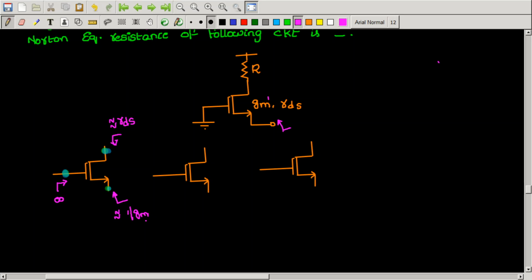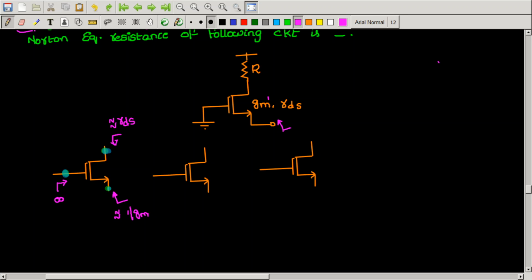And if you are looking through the source of the MOSFET, generally it provides you low resistance, that is 1 by Gm. But if you connect a load here, then it can provide higher resistance than the 1 by Gm value. But if there is no load connected to the drain, the resistance seen from the source is 1 by Gm. This value will be very low, right? Because Gm will be very high for a transistor.